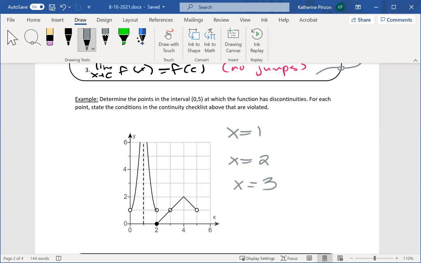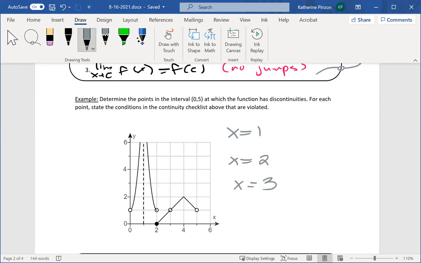So if we look at the checklist, and remember in the checklist, number 1 was the function didn't exist. If the function doesn't exist, condition 1 fails. If the limit doesn't exist, condition 2 fails. And if the function and the limit are not the same, condition 3 fails. So at x equals 1, which of those 3, 1, 2, or 3, or a combination of them, fails?